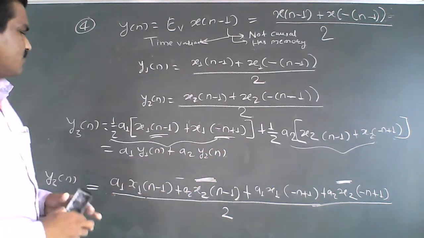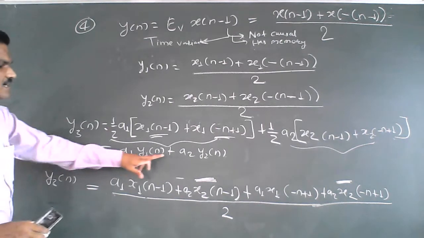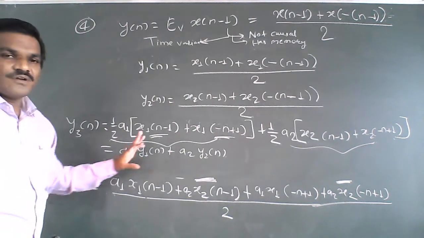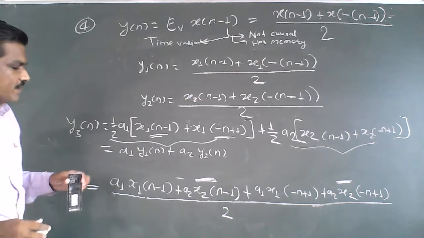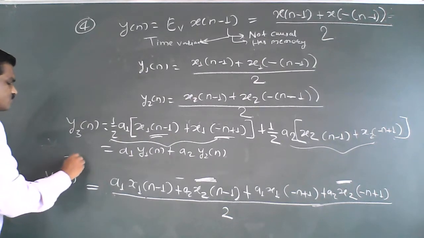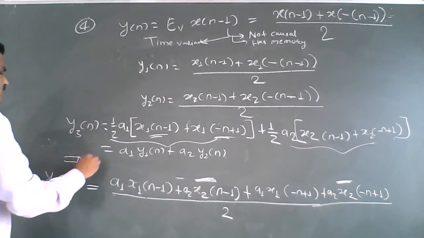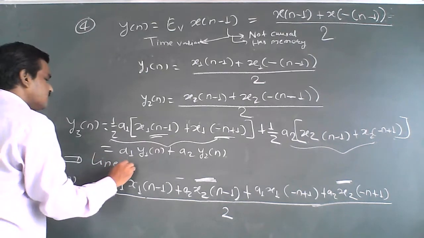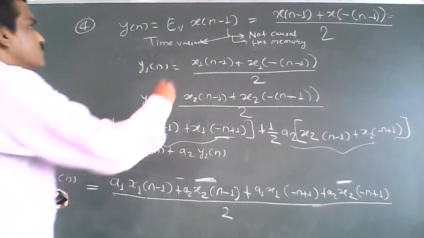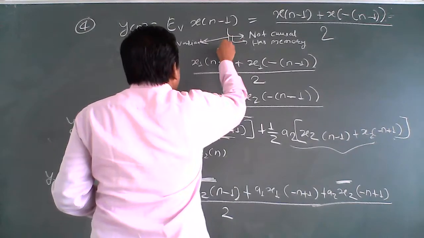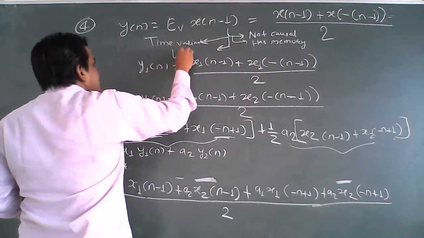So this implies that the system follows the additivity property, also the homogeneity, or you can say scaling property. So this implies that it follows the superposition principle. That's why we are calling this system a linear system. So the fourth property we have identified for this particular system is that the system is linear.